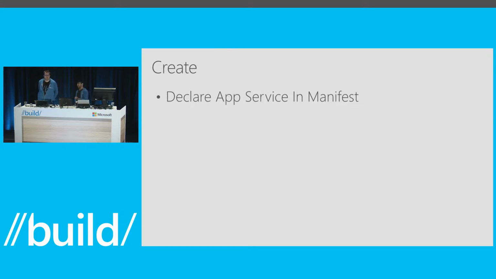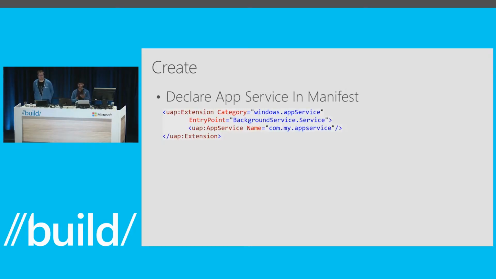And then for creating the app service, there were a couple basic things that we had to do. The first was declare the app service in the manifest. You can do this in UI. You can also do this in the XML. So in the XML, what you do is create a new extension category, windows.appService. In that extension, you specify the entry point, which you saw before. In this case, it's called backgroundservice.service. That's where my app service, again, is actually implemented. And finally, I have to name my app service. And this is so other people can query it and connect to it.